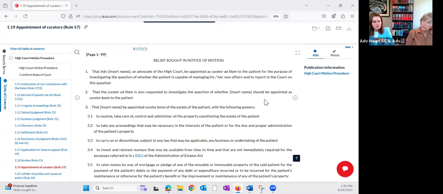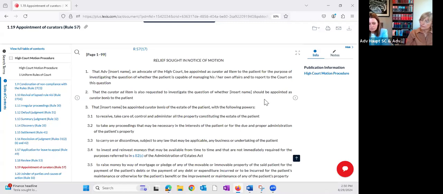Your affidavit is not something that should contain any arguments. Leave your arguments for your heads of argument at the end of the day before the matter is before the court. And obviously, when you tell your story, do it logically, chronologically, right?